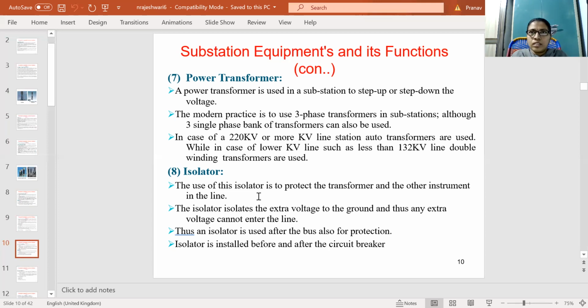These isolators work at no load condition. Whenever a fault occurs, it senses the signal and gives the signal to the circuit breaker to trip. The circuit breaker will break the circuit, and after the fault is extinguished, the circuit breaker again makes the circuit, and it will protect the bus.